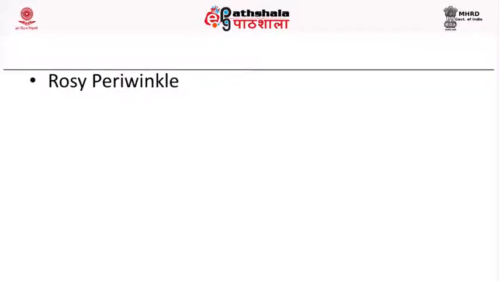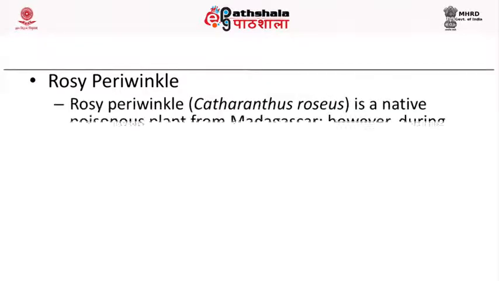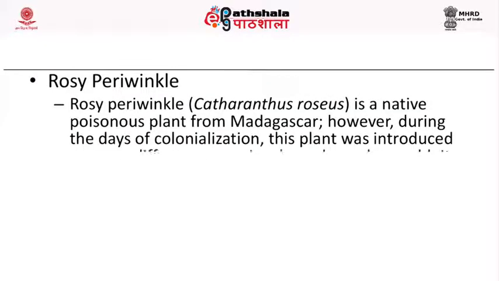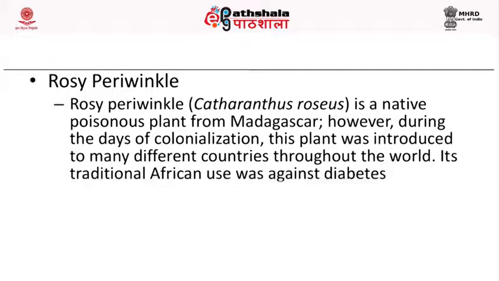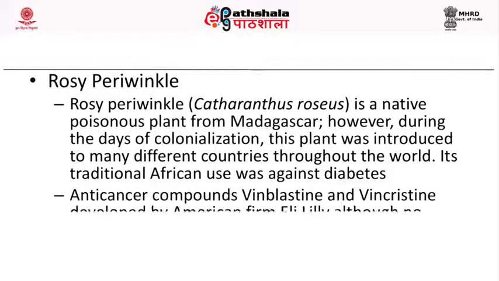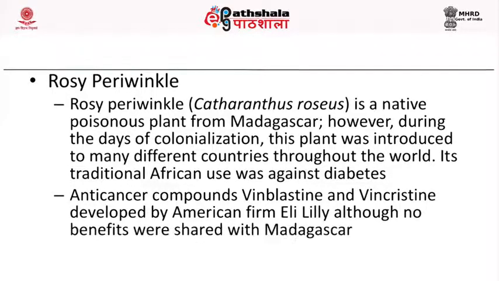Yet another case is Rosy periwinkle, which is an indigenous plant variety. The plant is called Catharanthus roseus. It's a native plant of Madagascar in Africa. During the time of British colonialization, this plant went out of Madagascar, and it has now been planted almost everywhere in the tropics of the world.